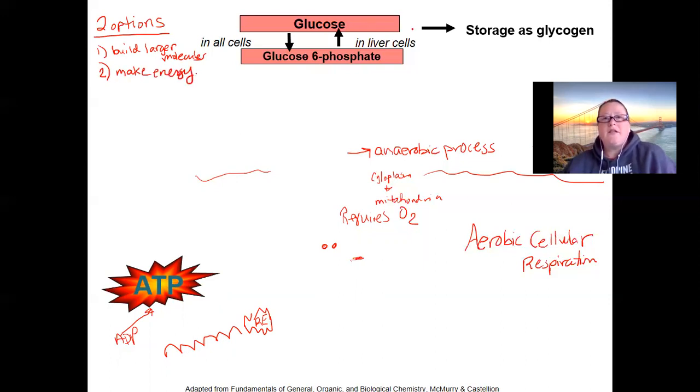So in this option here, the glucose doesn't necessarily need to follow the energy pathway to produce ATP. It can also be put back together in the liver to be stored as glycogen. And remember, glycogen is the highly branched source of glucose that our bodies go to when the glucose levels in our blood get low.